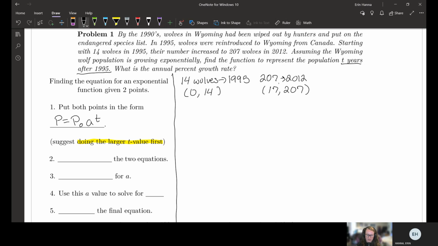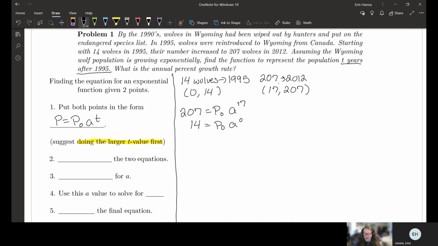So we have our 2 points, and now I have to put them into the correct format. Again, I'm suggesting we put the larger t value first, so that would be the 17 point. So we have 207 equals P naught a to the 17, and then 14 equals P naught a to the 0. Now, I did technically say something incorrect. We do know what P naught is here. We could figure it out.